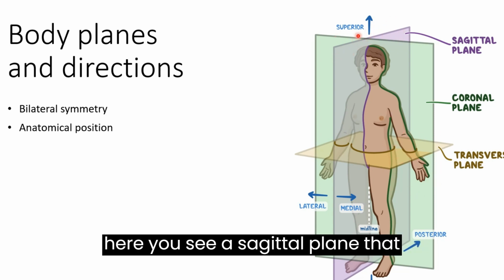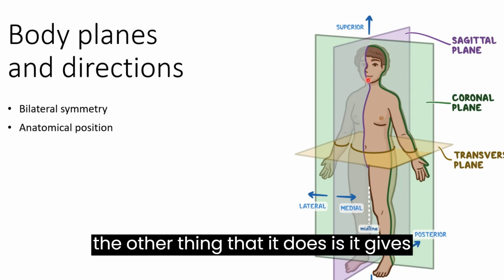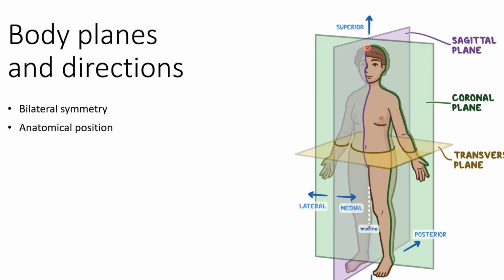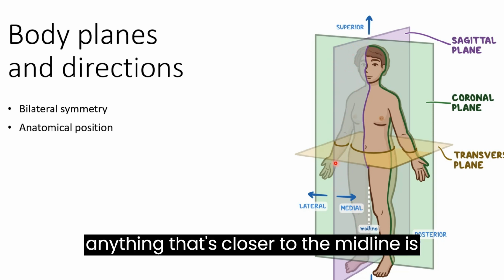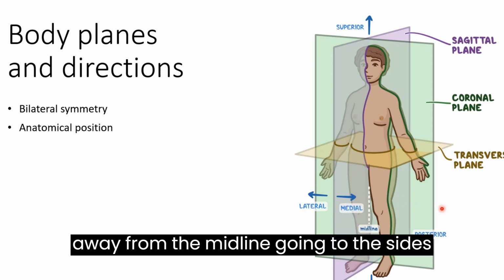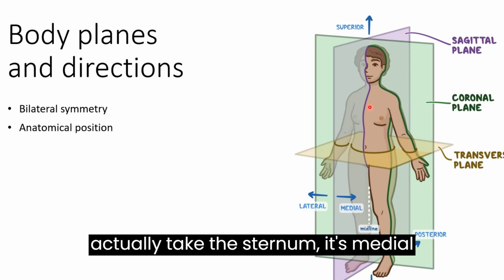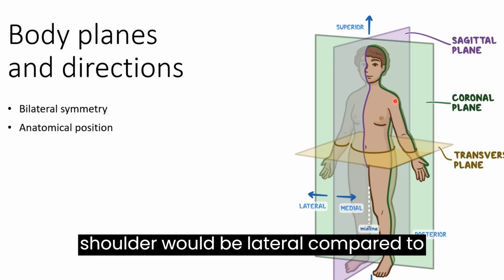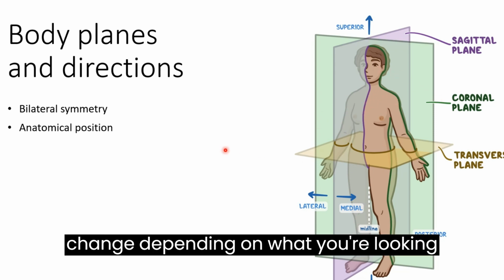So over here you see a sagittal plane. It separates the right from the left, and the other thing that it does is it gives you a center point, a midline. And anything that's closer to the midline is usually referred to as medial. Anything away from the midline, going to the sides here, would be lateral. So if you actually take the sternum, it's medial compared to the shoulder, which would be lateral compared to the sternum. And these things will change depending on what you're looking at.